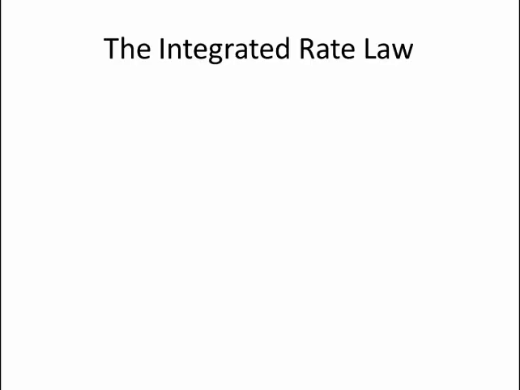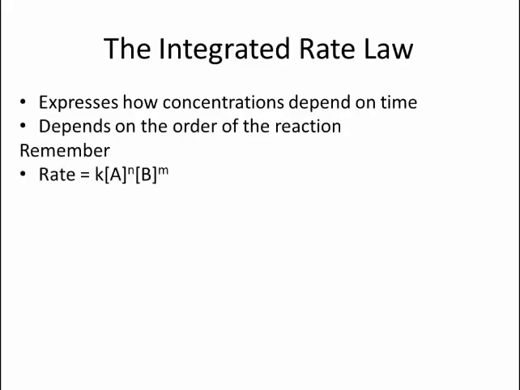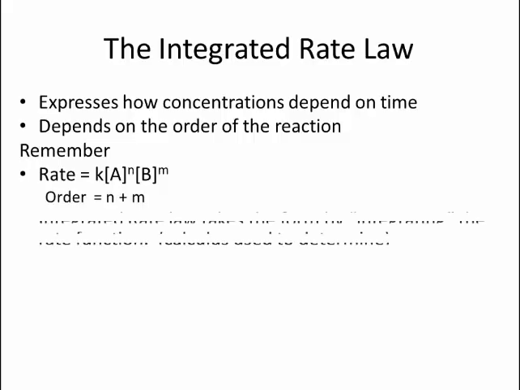the data and determine the order, but this time we spend most of our time looking at it graphically instead of algebraically. This expresses how concentrations depend on time, and it depends on the order of the reaction. Remember that the differential rate law says the rate is equal to a constant times the concentration of the different reactants to their order. Overall order for the reaction is n plus m.